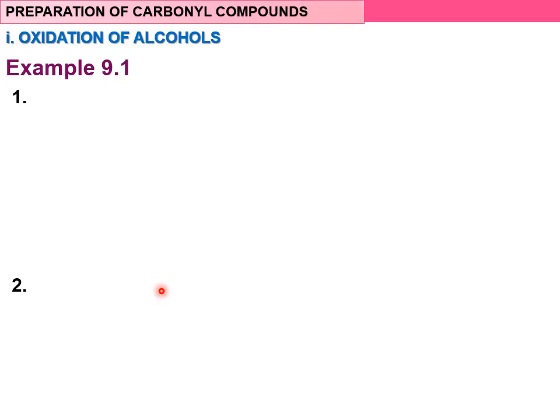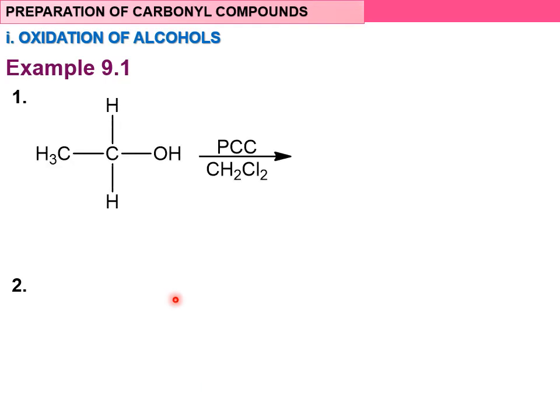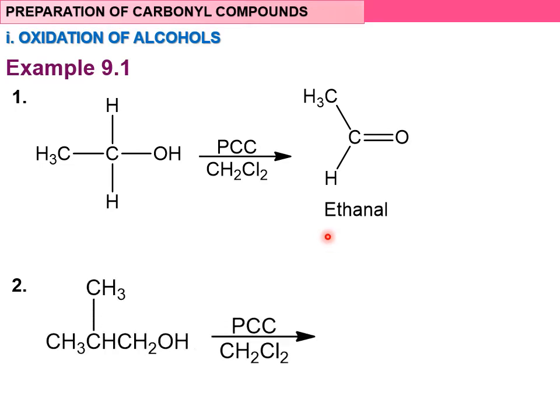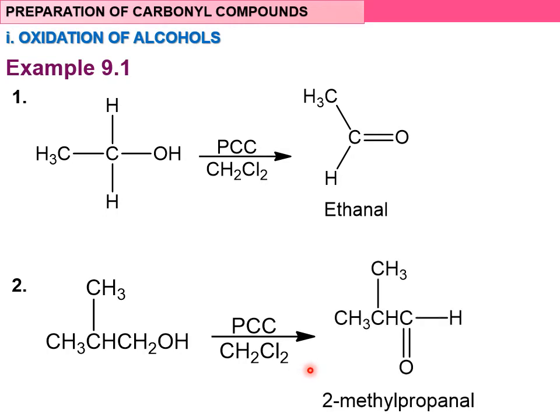For the first reaction, let's do oxidation on ethanol using PCC and CH2Cl2. We are going to get an ethanal. For the second reaction, this is 2-methylpropanol. We are going to use PCC and CH2Cl2 also. And then we are going to get 2-methylpropanal.